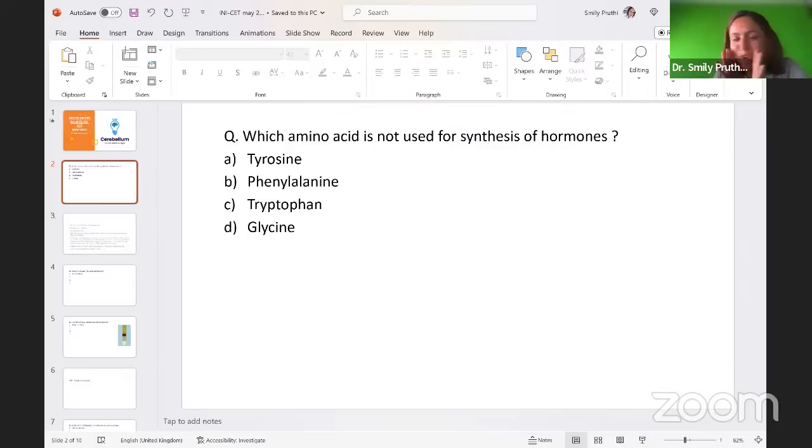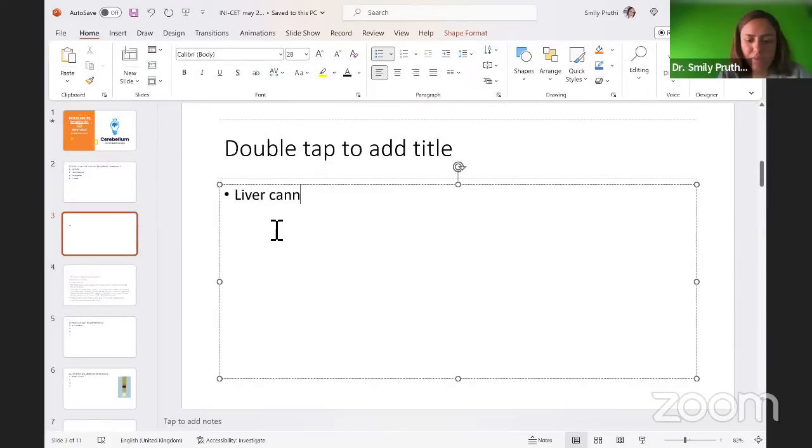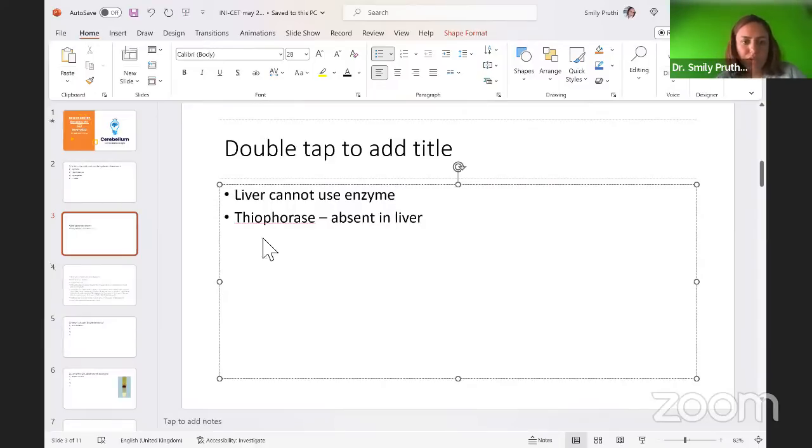Thiophorase, the YouTube comments are going so fast. Okay, it's difficult to read. Okay, what was the question on thiophorase? Liver can't use which enzyme? Yes, thiophorase is absent in liver. Why? Because liver cannot use ketone body. Okay, the liver can't use ketone body. So this was the answer.